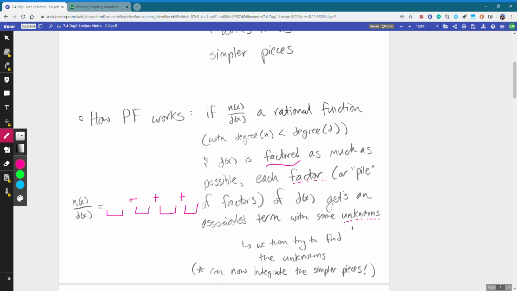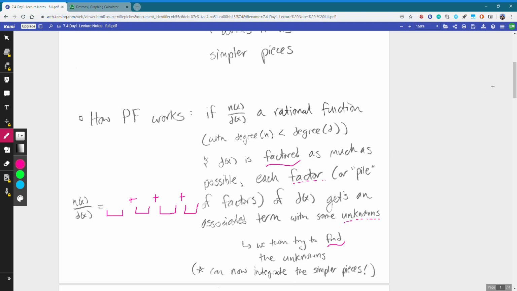And so once we write down the associated terms, we then need to actually find what these are so that we have a completely described equation here. Again, for us, the payoff in working out partial fractions here is that we can now, by looking at these simpler pieces, look to integrate what we have. All right. So that's the basic flavor of how partial fractions works.